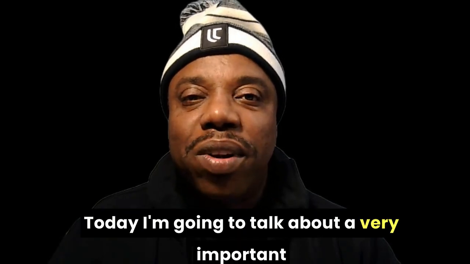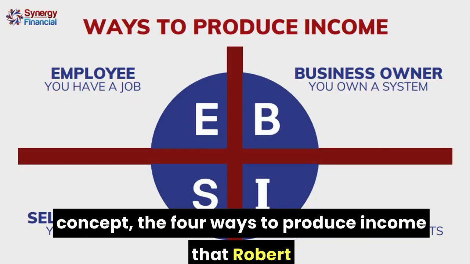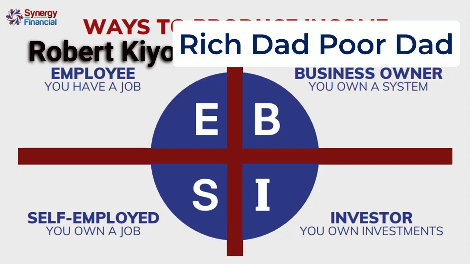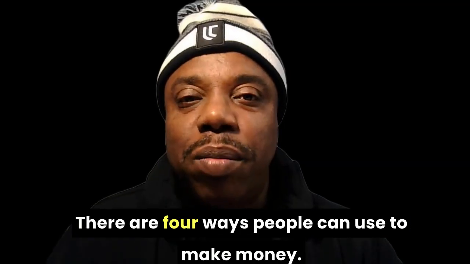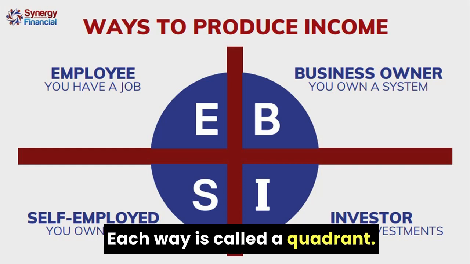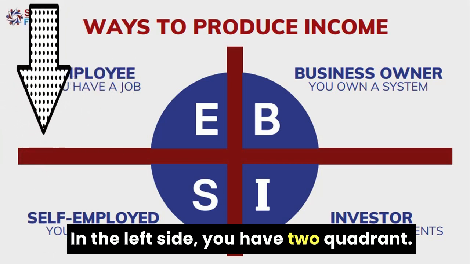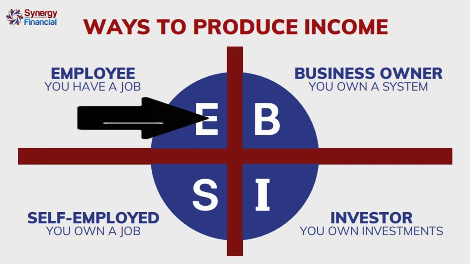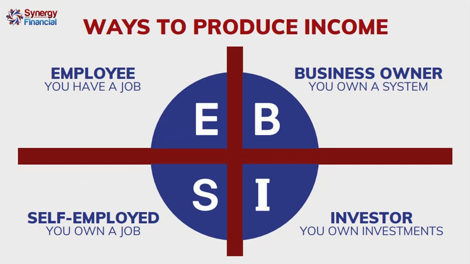Today, I'm going to talk about a very important concept, the four ways to produce income. That's what Robert Kiyosaki, the author of Rich Dad, Poor Dad, called the cash flow quadrant. There are four ways people can use to make money. Each way is called a quadrant. On the left side, you have two quadrants: the quadrant E, that stands for employee, and the quadrant S, that stands for self-employed.